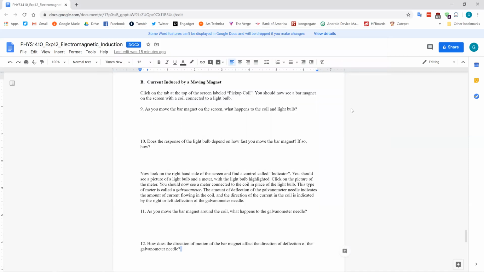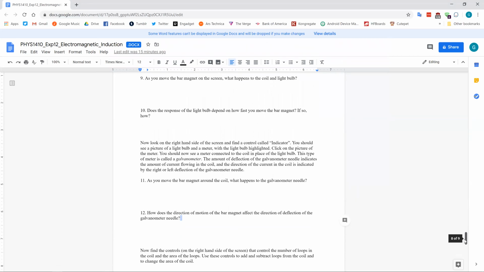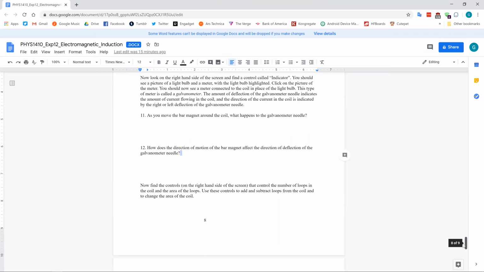So the first question is just what happens when you move the magnet through the coil, and then does the response depend on how fast you move it, which I think I just showed you.